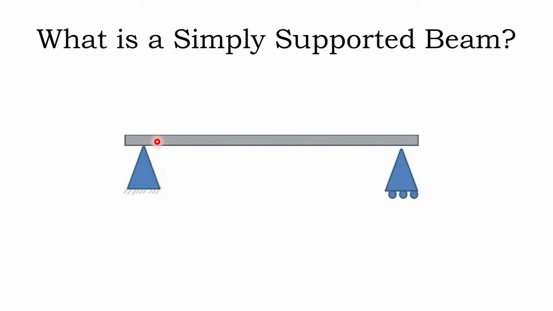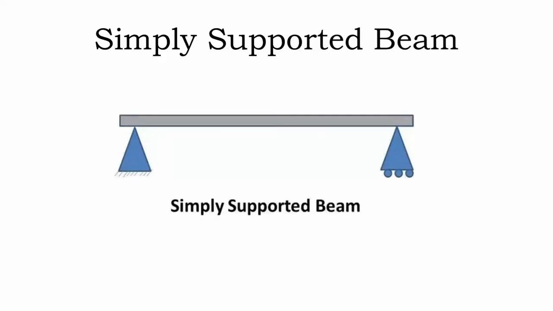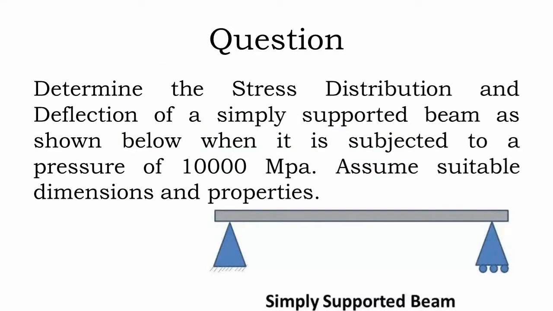Now this support is called hinged support. This support is called roller support. So based on the type of support we will be arresting the degrees of freedom of the beam in the problem. So this is a typical simply supported beam. Now determine the stress distribution and deflection of a simply supported beam as shown below when it is subjected to a pressure of 10,000 megapascal. Assume suitable dimensions and properties.